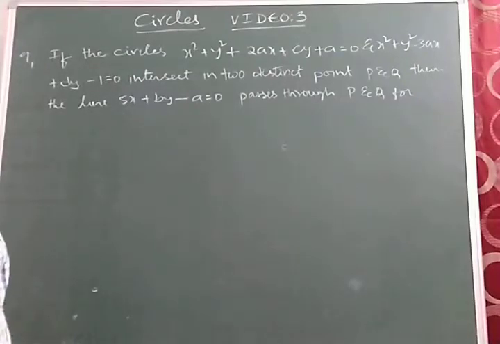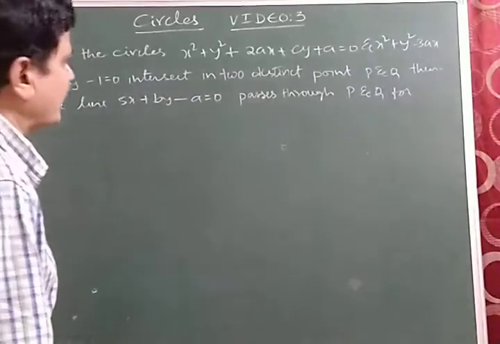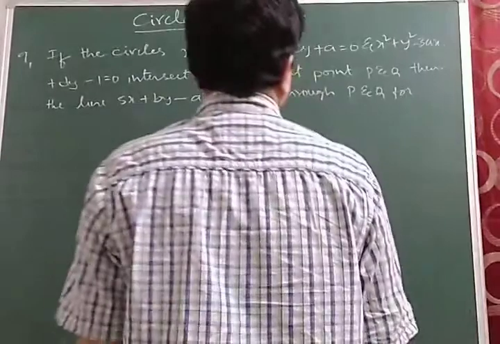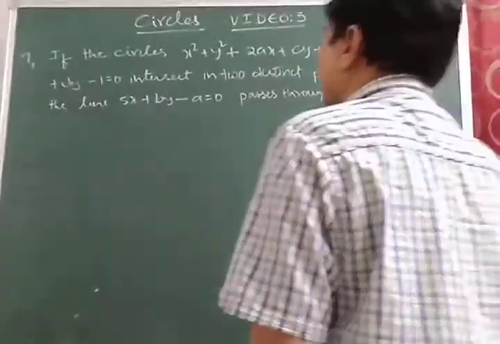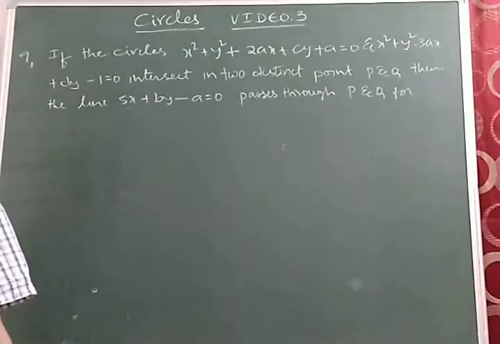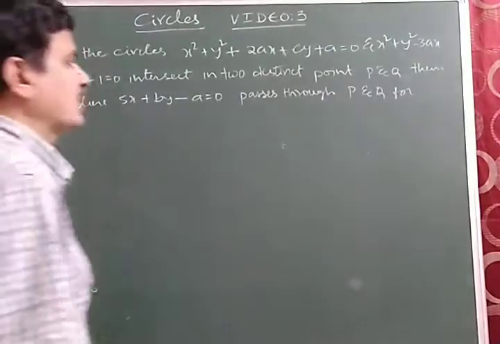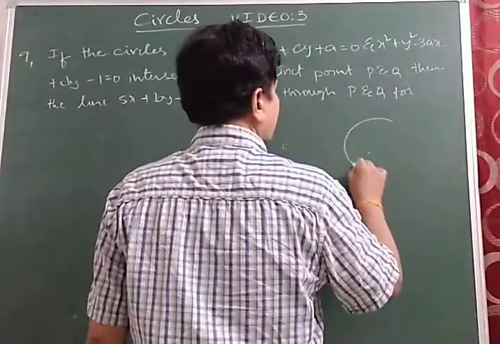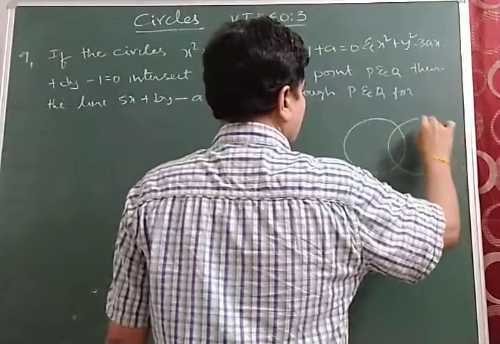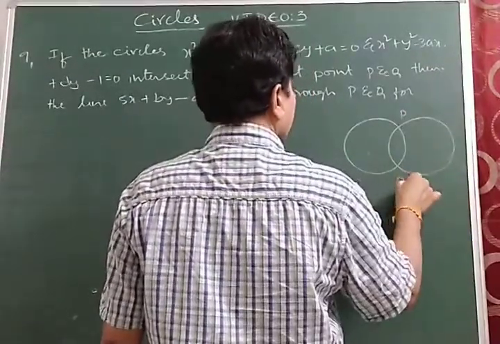Question number 9. If the circles x square plus y square plus 2ax plus cy plus a is equal to 0 and x square plus y square minus 3ax plus dy minus 1 is equal to 0 intersect in two distinct points P and Q. That means this is one of the circles and this is the other circle. These two circles intersect at points P and Q.